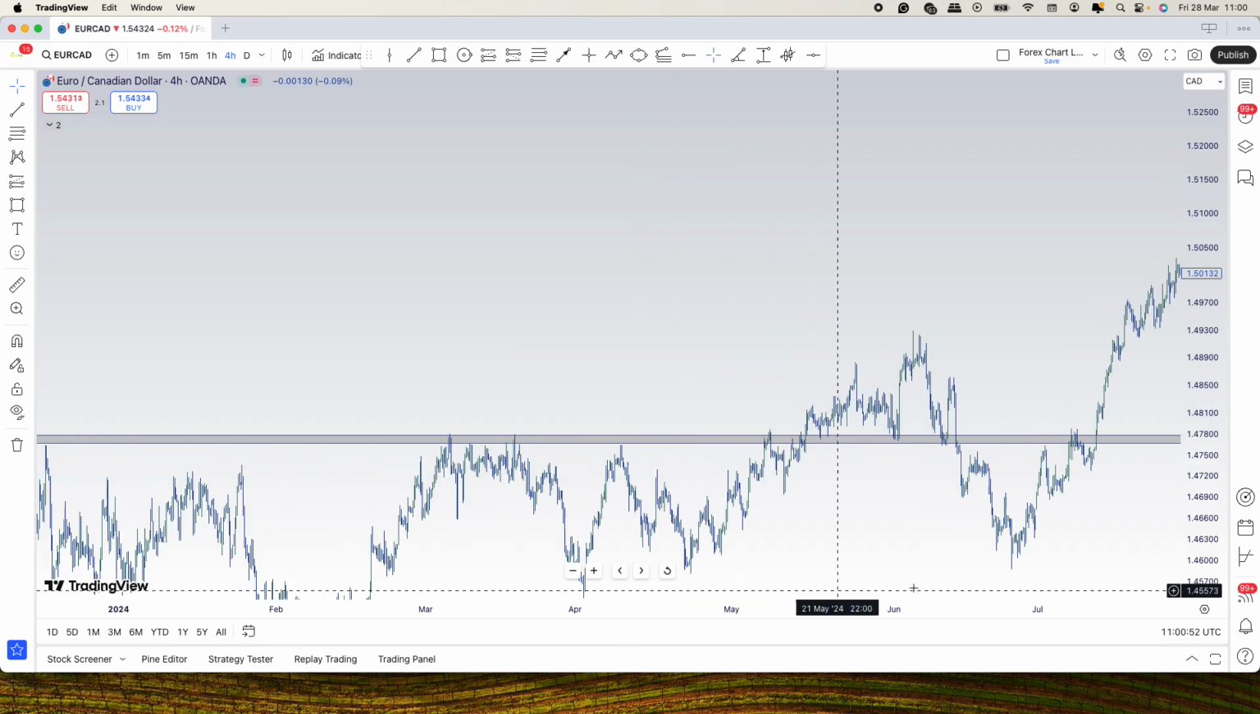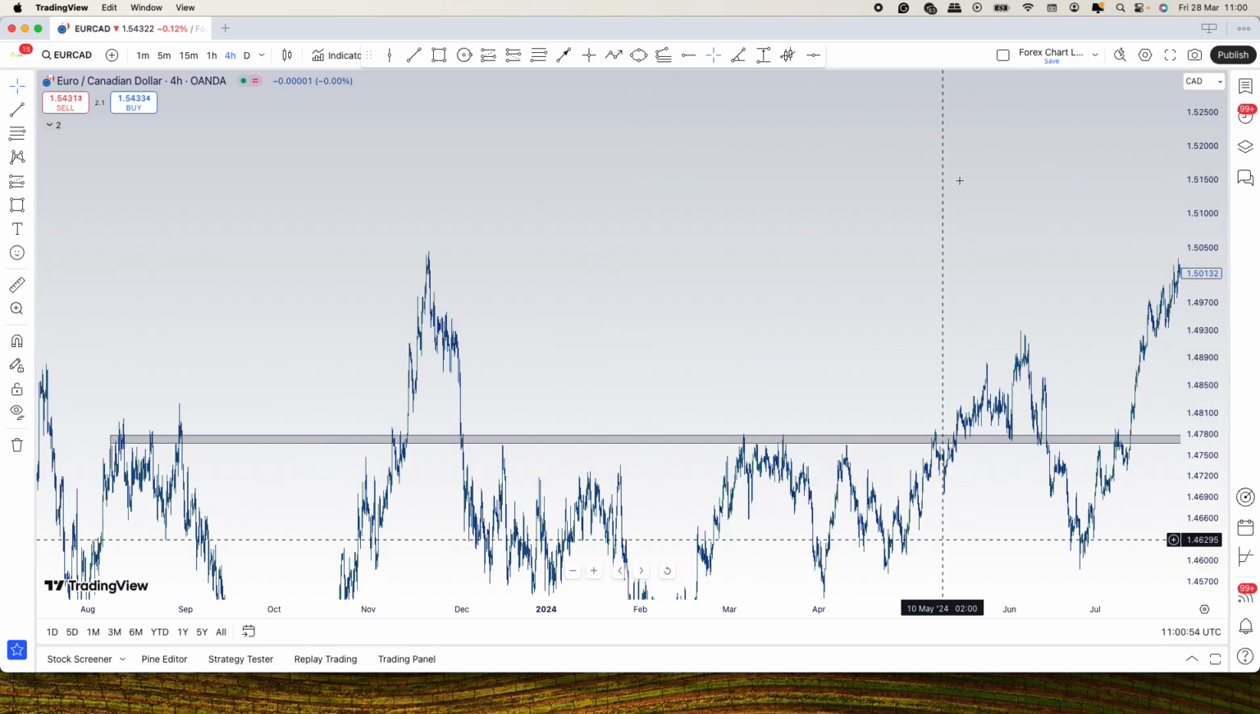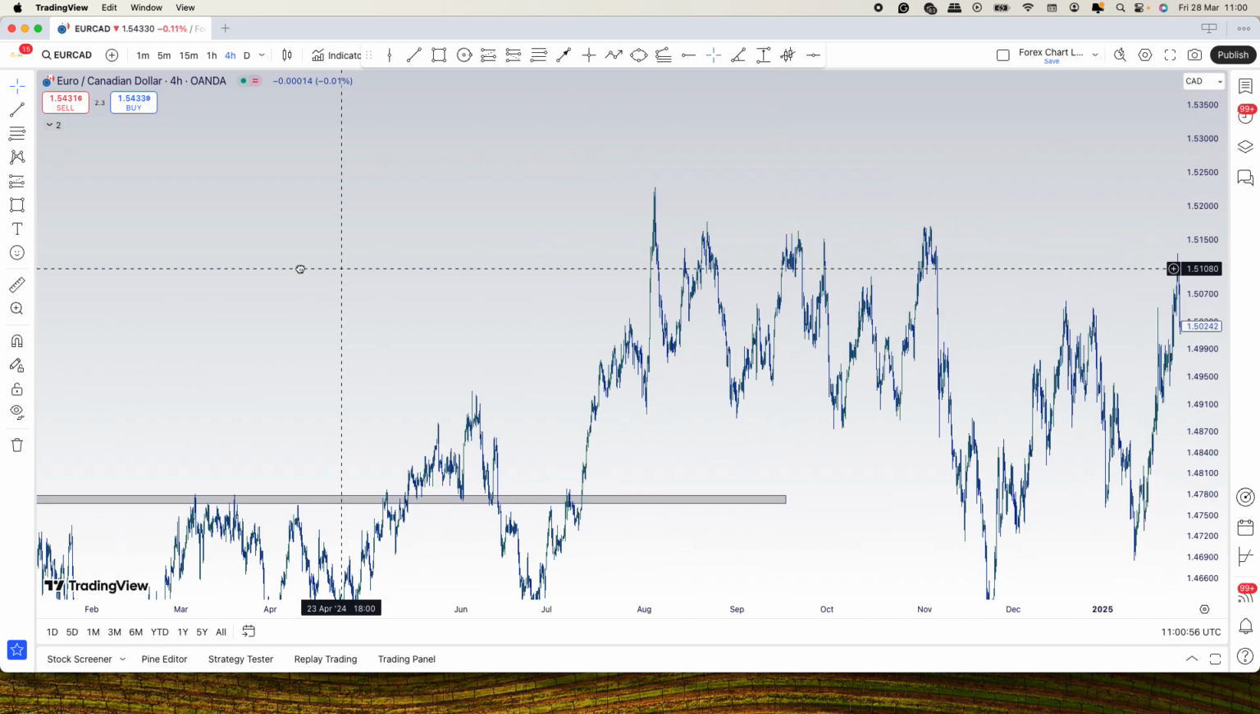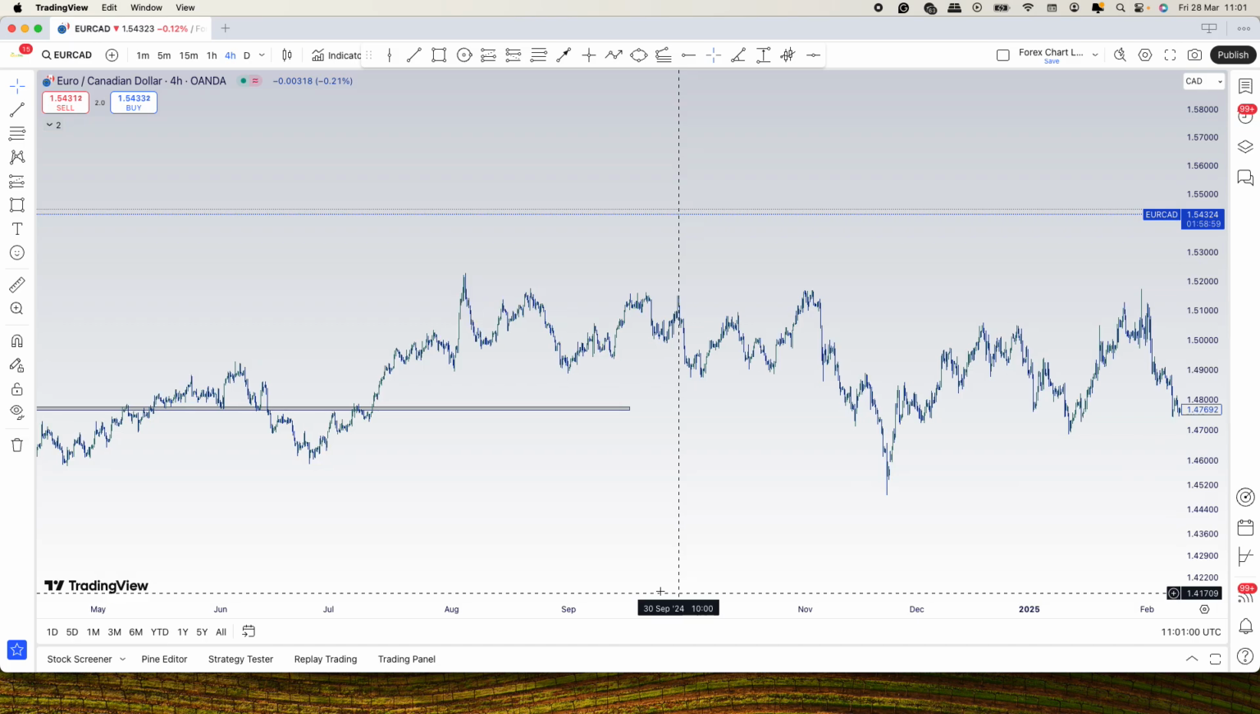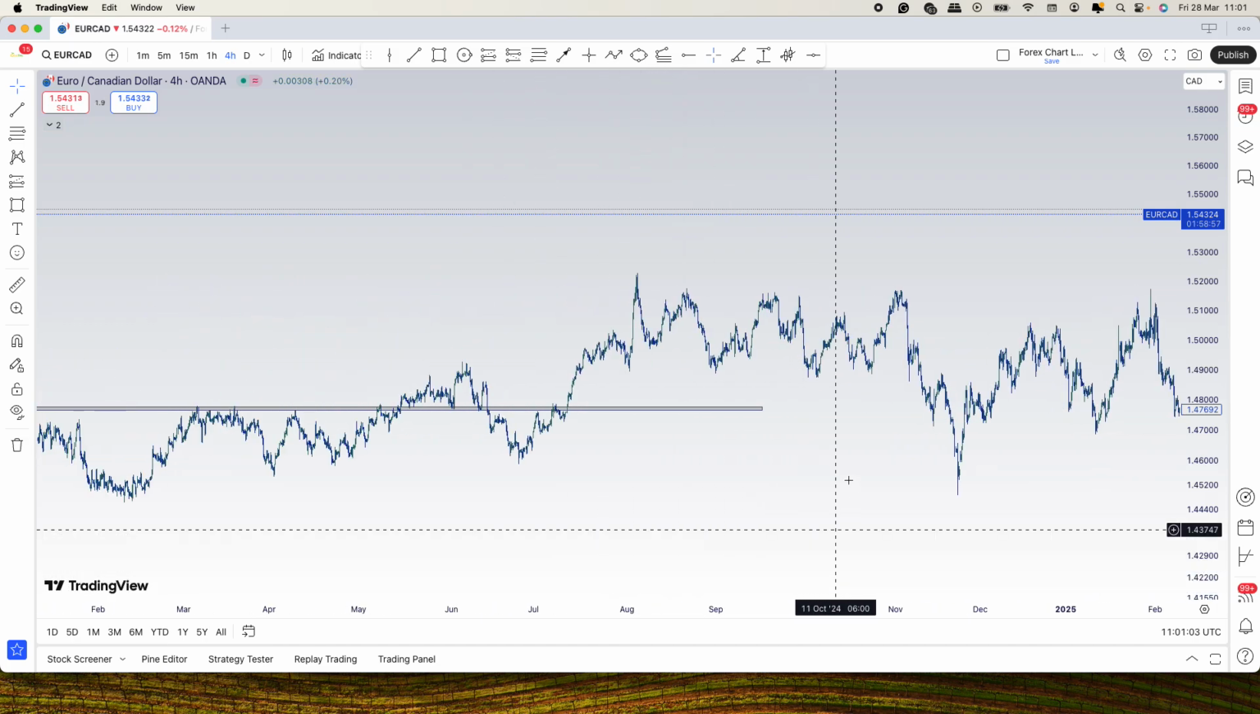So we're going to move along from this level to the next, which is when price was working in this really nice range that I was talking about, and we had a really good bottom and top.